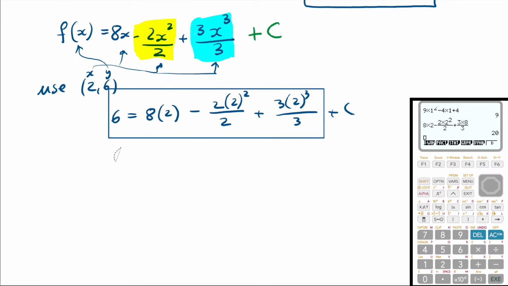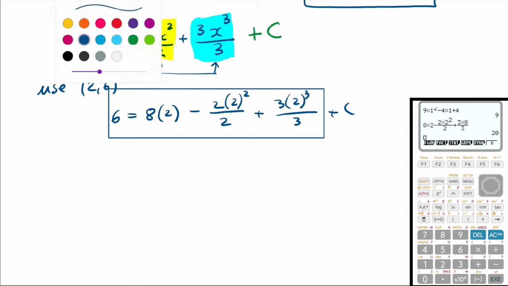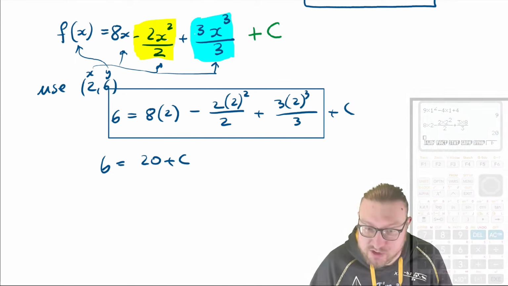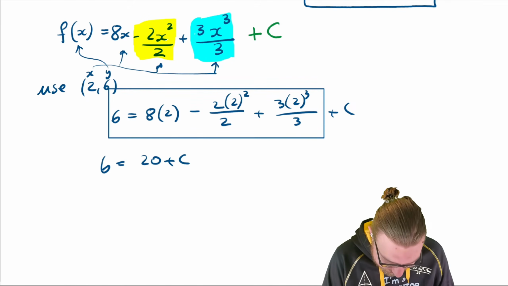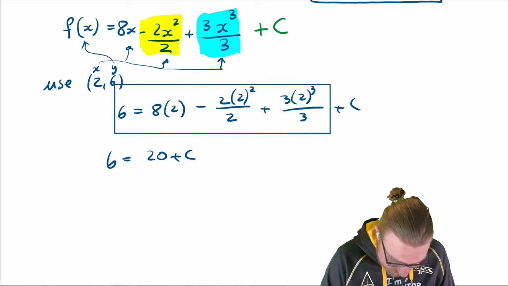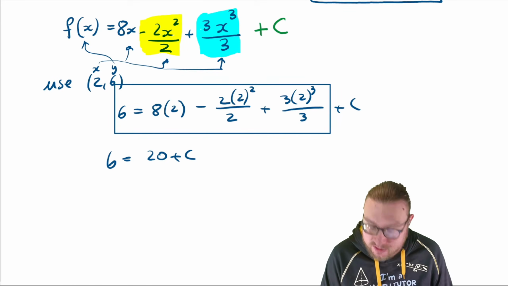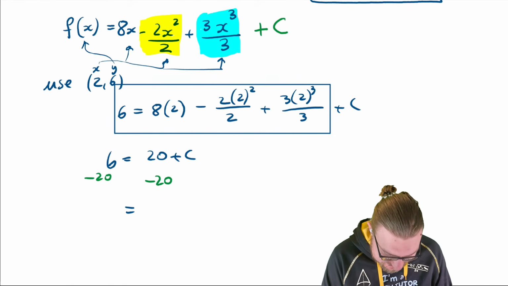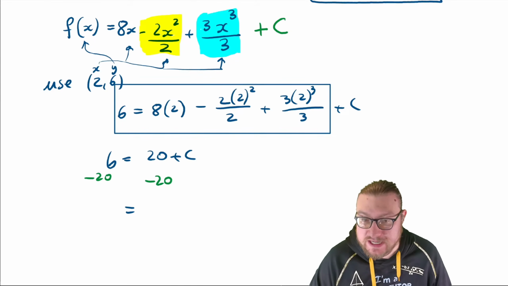We have 6 equals 20 plus c. And now it becomes a very easy algebra question that you guys should be able to answer. How do we find c? We need to get rid of the 20. 20 is added to c, so the opposite is minus, so minus 20 on both sides. So we're going to get c is negative 14.